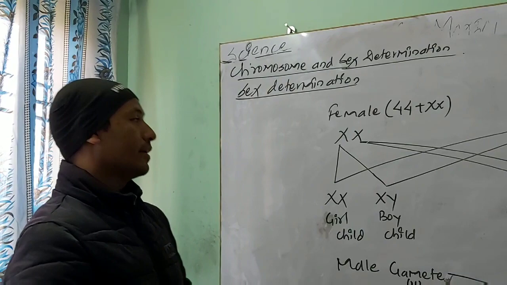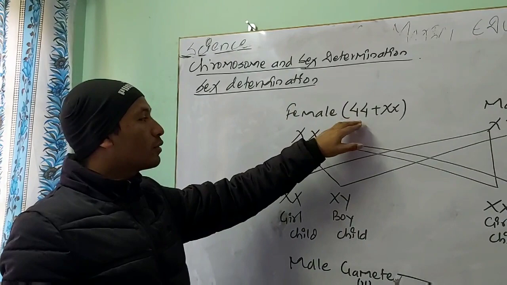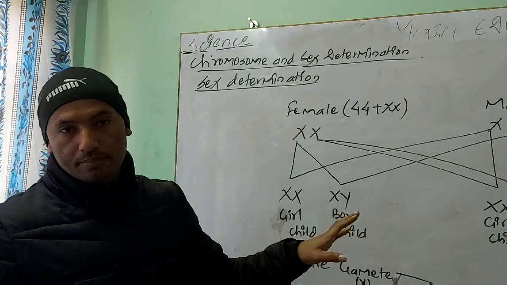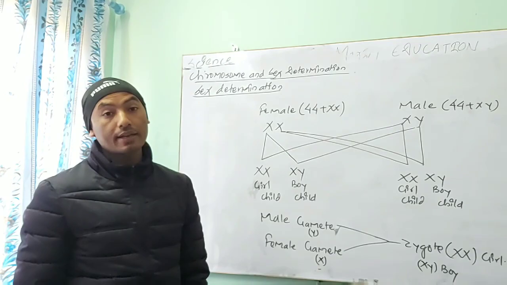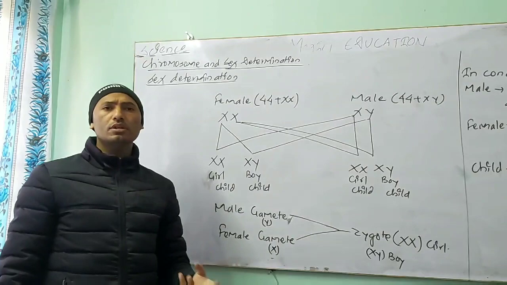Here, these autosomes are somatic chromosomes. If any change occurs in a somatic chromosome, it is not inherited. But if there is a certain change in the gene of that chromosome, only then are the characters inherited. The inherited characters might consist of certain disorders. These disorders are known as genetic disorders.